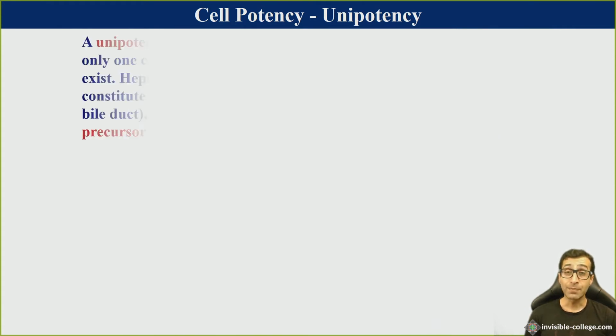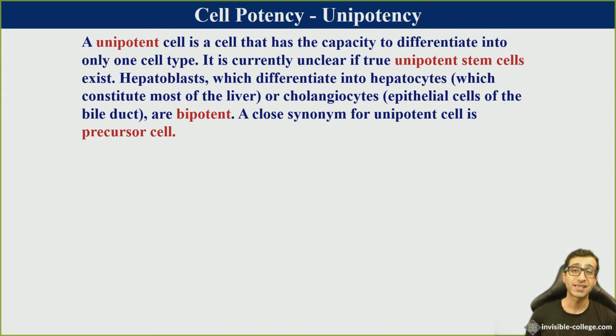So, a unipotent cell is a cell that has the capacity to differentiate into only one cell type. Now, it's actually currently unclear if true unipotent stem cells actually exist. Hepatoblasts, which differentiate into the hepatocytes of the liver, or cholangiocytes, which are the epithelial cells of the bile duct, are bipotent. A close synonym for unipotent cell is the precursor cell, so you may see those terms used interchangeably in some sources.